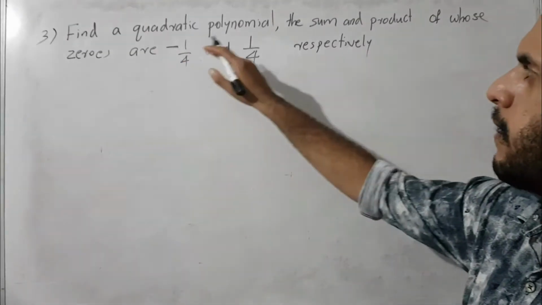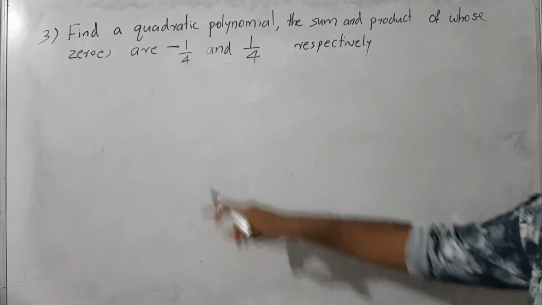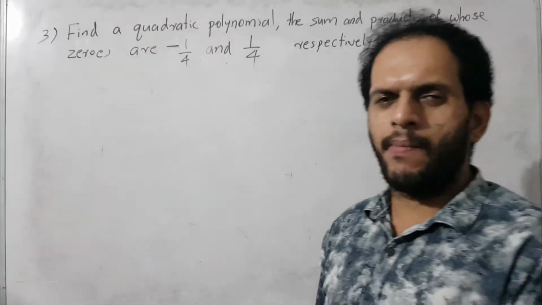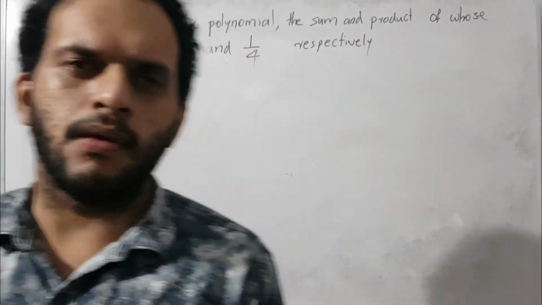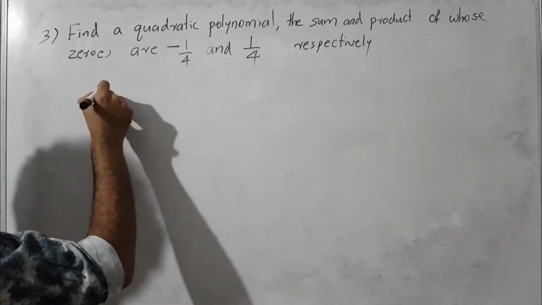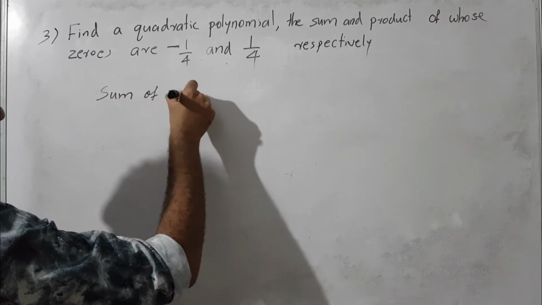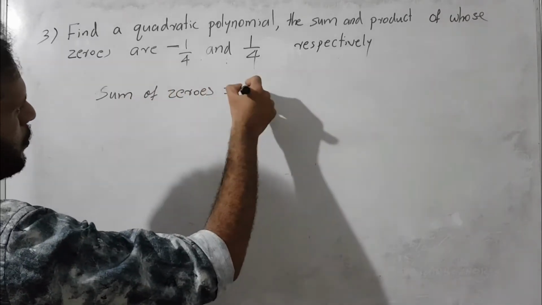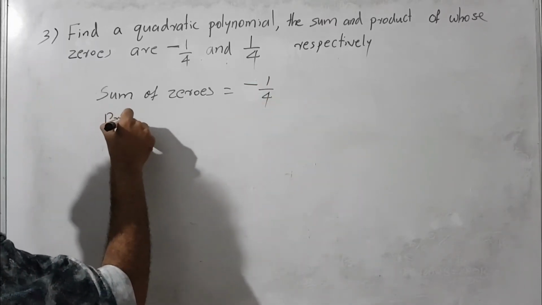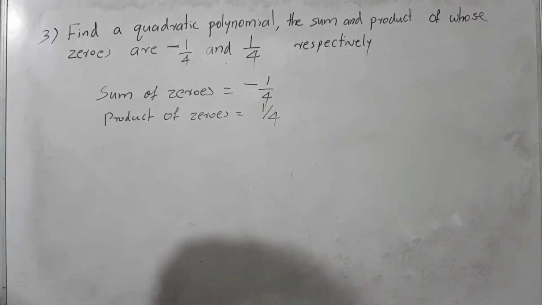What is that? Find a quadratic polynomial, the sum and the product of whose zeros are minus 1 by 4 and 1 by 4 respectively. The same idea. Here the sum of zeros and the product of zeros are given. Then how do we start? Sum of zeros is equal to minus 1 by 4. Product of zeros is equal to 1 by 4. Correct?